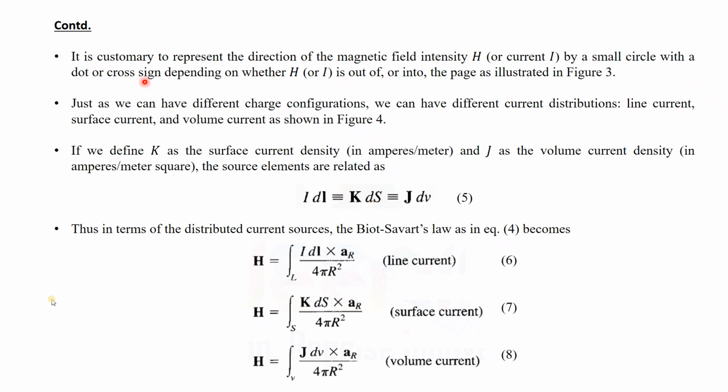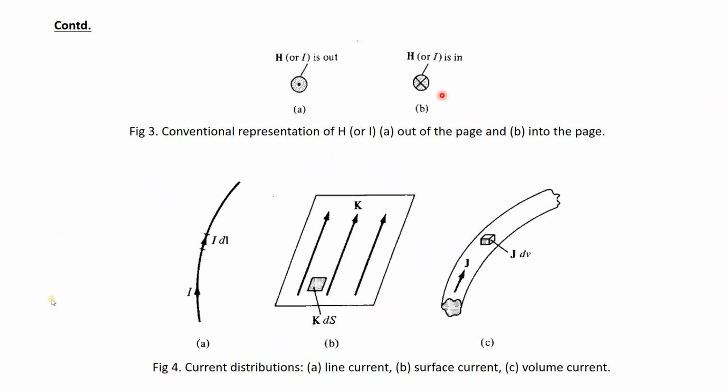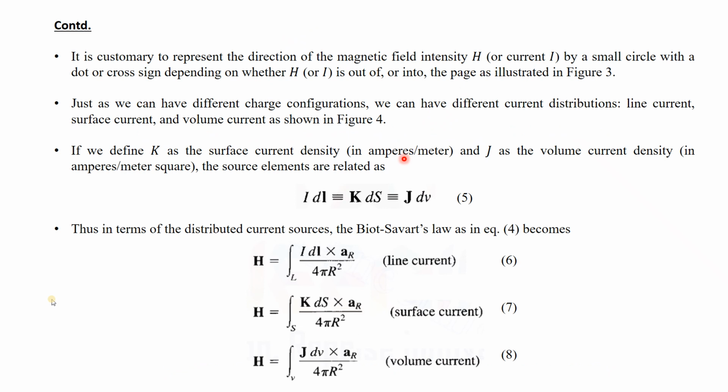Now same thing. So this is the case. Okay. So it is customary to represent the direction of the magnetic field intensity by a small circle with a dot, as we have already told. Okay, so we represent it like this. The cross means it is going inside, and dot means it is out. Okay, so already told, and it is also shown in this particular PPT slide. Okay, so it will help you.